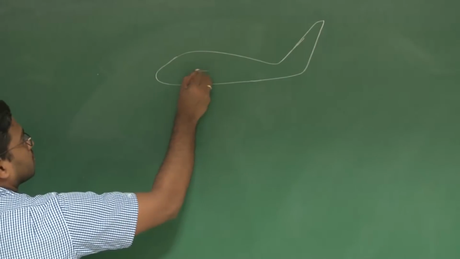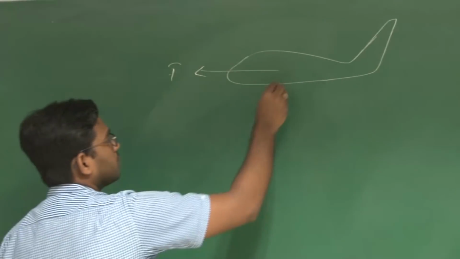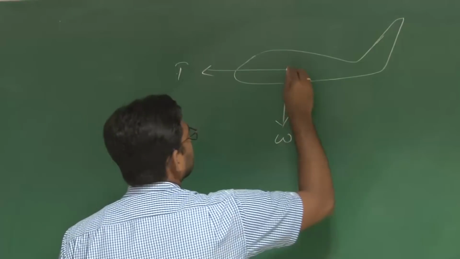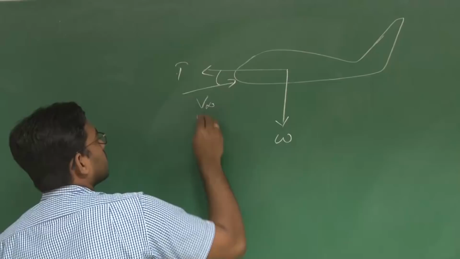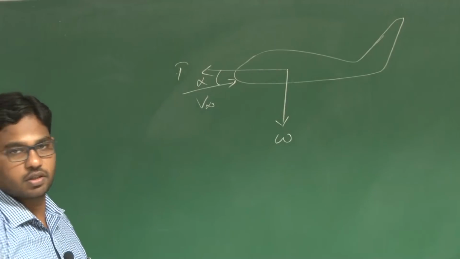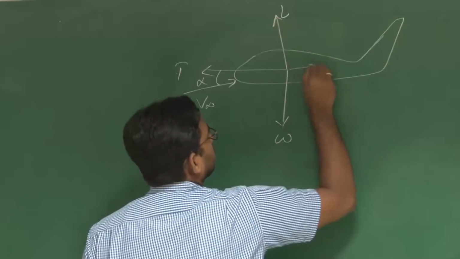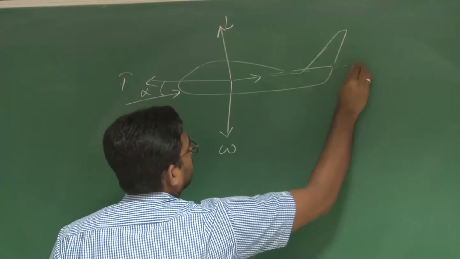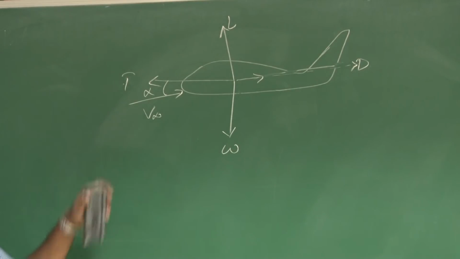So, as we discussed, thrust is the force that makes this aircraft fly at the desired velocity, and we have weight acting vertically down. Due to this thrust the aircraft flies at a velocity v infinity, because of which we have aerodynamic forces, lift and drag. We have lift and drag acting along v infinity.